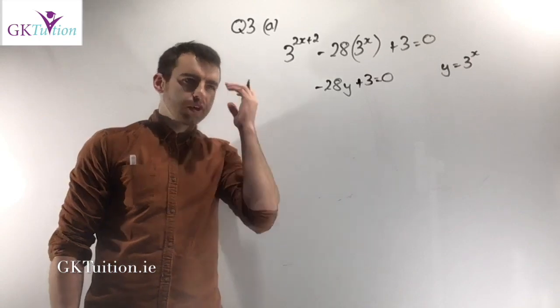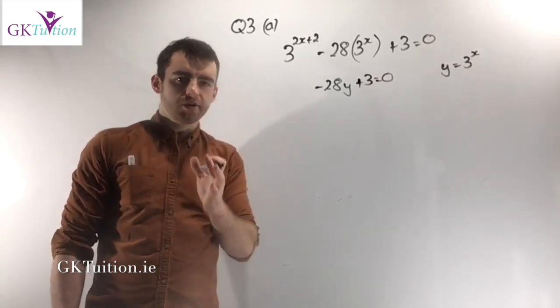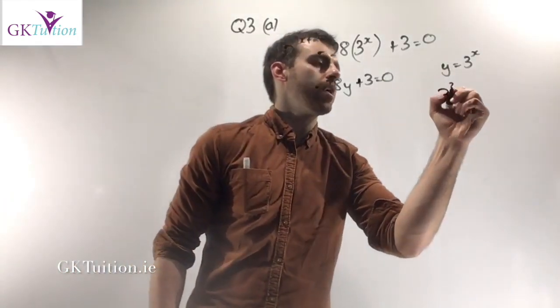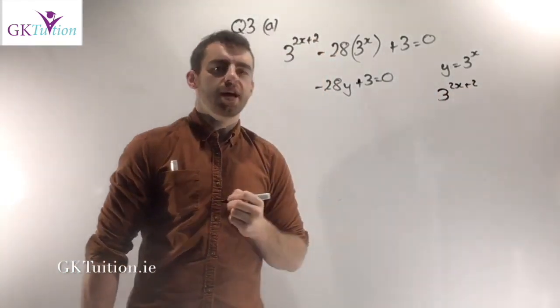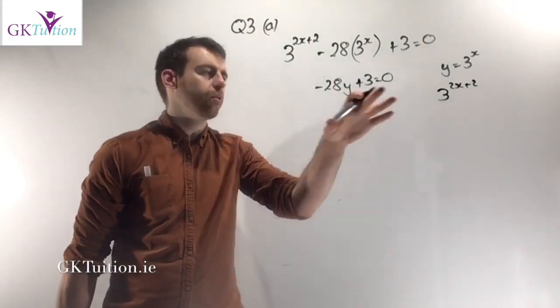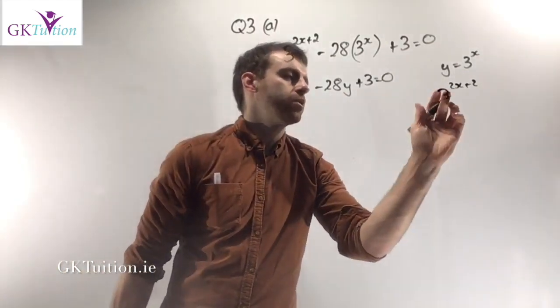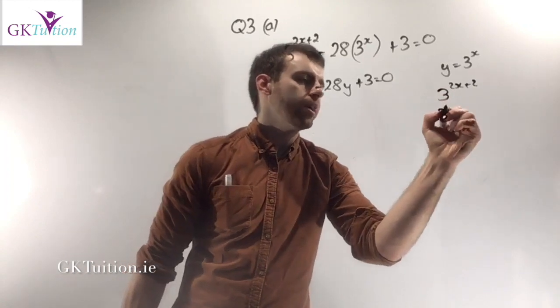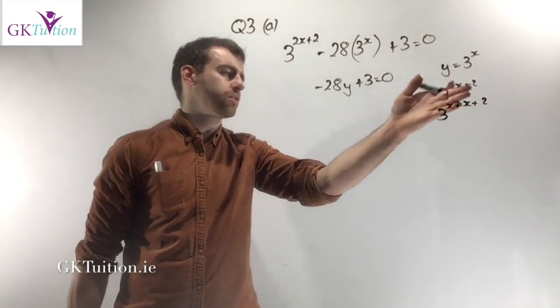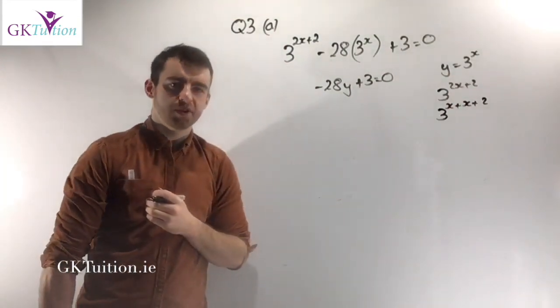Now, students often try and just do this in their head. It's not a good idea, you should drag it out. So I have 3 to the power of 2x plus 2, and I want to split this up some way. You want to strip it down. You don't want a 2x, you want a 1x. So instead of writing 2x, I'm going to write this as 1x plus 1x plus 2. 2x plus 2 is the same as 1x plus 1x plus 2.